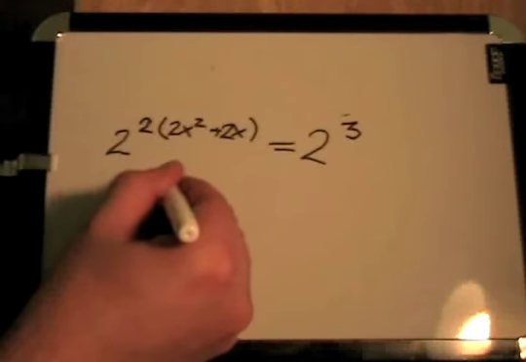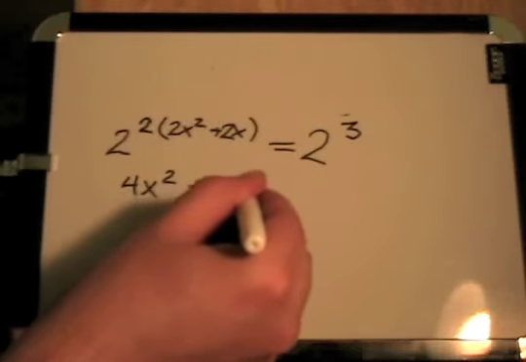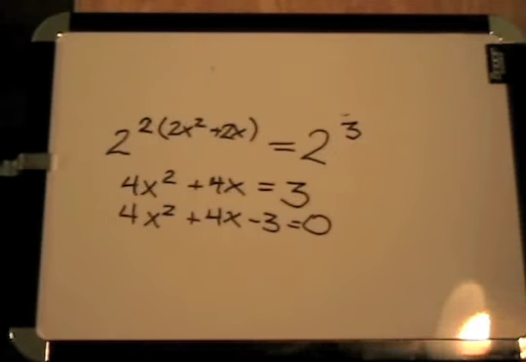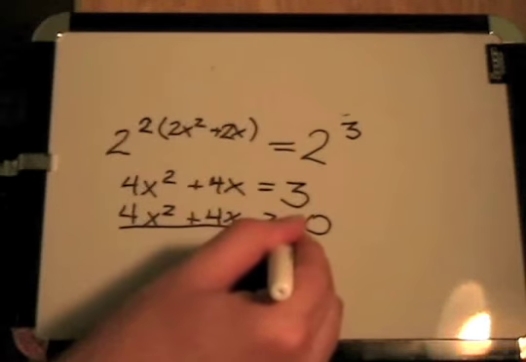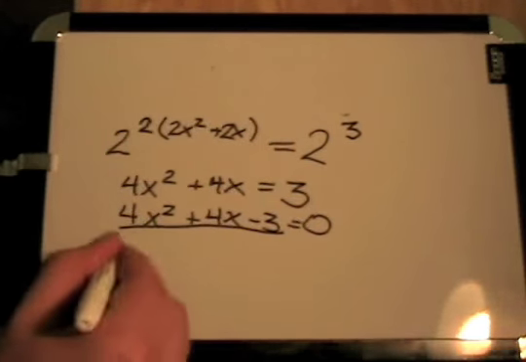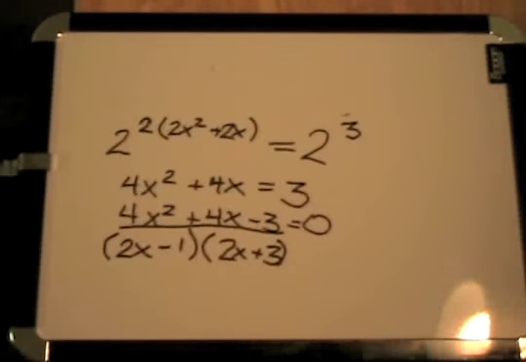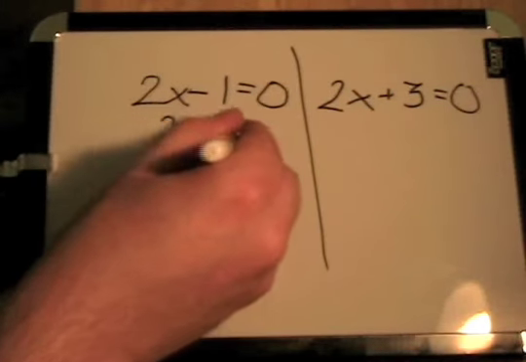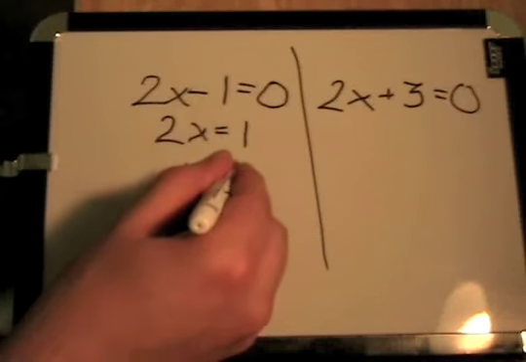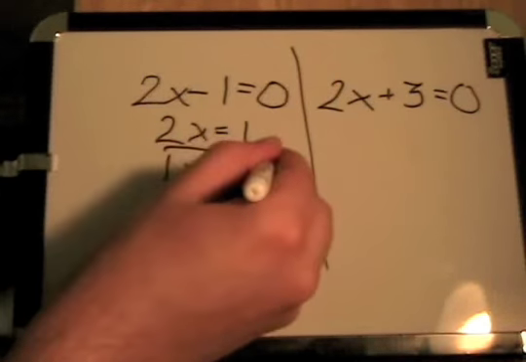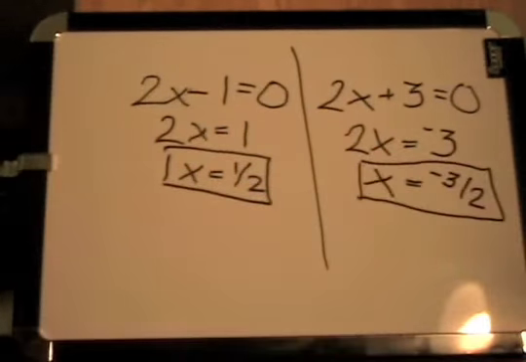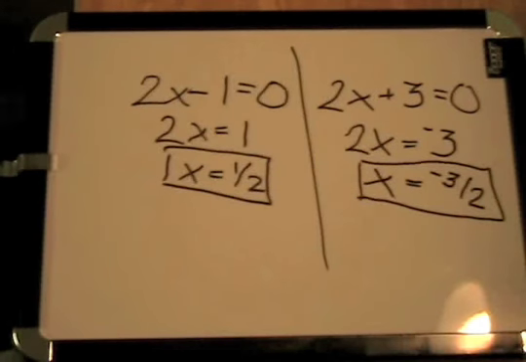If we set the two exponents equal to each other, we can multiply out the first side of the equation, 4x squared plus 4x. Then we pull the 3 from the other side, and now we have a quadratic function equal to 0. For this problem, we're going to factor down to 2x minus 1 times 2x plus 3. We can set each of these factors equal to 0, as we've shown here. The first side shows that 2x is equal to 1, which means that x is equal to 1/2. On the other side, 2x is equal to negative 3, which means that x is also equal to negative 3/2.